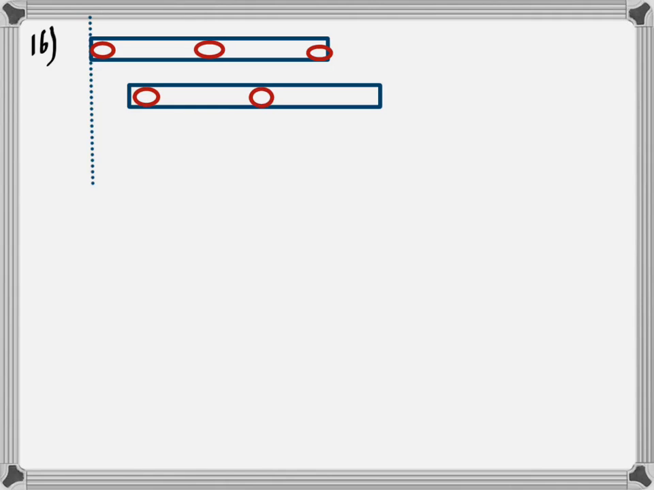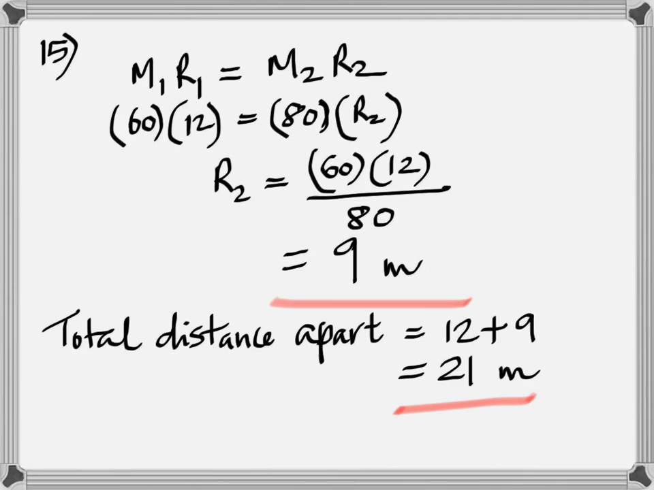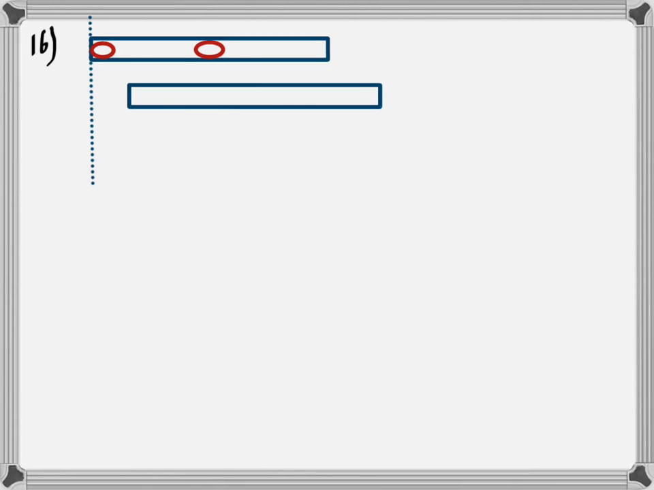Interesting question. Those are the two situations that I've drawn. First you have the 60 kilogram person and the 75 at the two ends, and then they switch the ends, which makes the boat move through a distance. Again, the boat moves through a distance d.